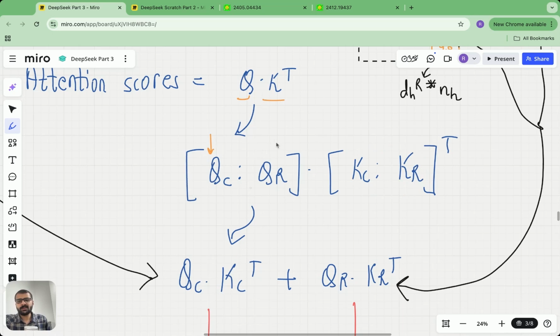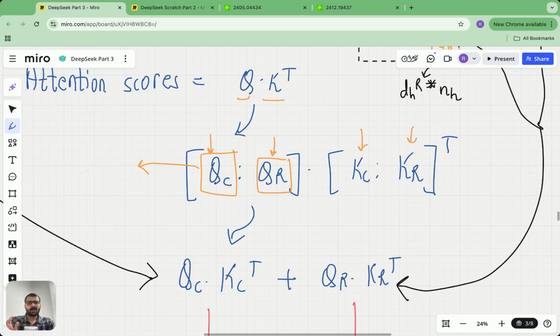The first are QC and QR, which are the two sets of queries, and the two sets of keys are KC and KR. What are QC and QR? QC is basically my original version of latent attention without any rope applied to the queries. So this is without any rope or rotary positional encoding applied. And this QR, this is where I will come up with new vectors. I will create a new query matrix and I will add rotary positional encodings to only that query matrix.